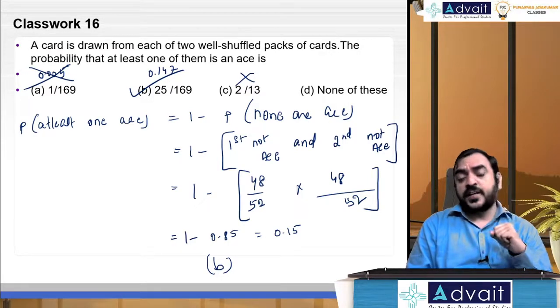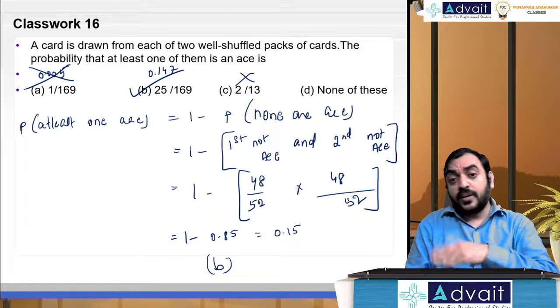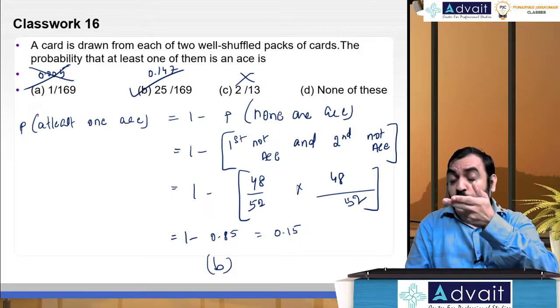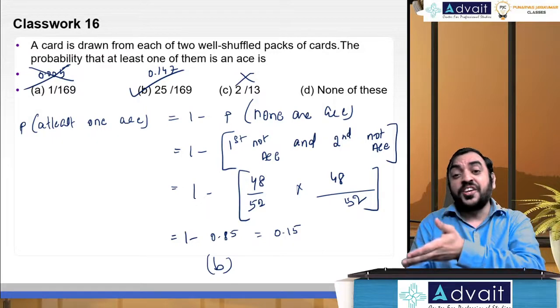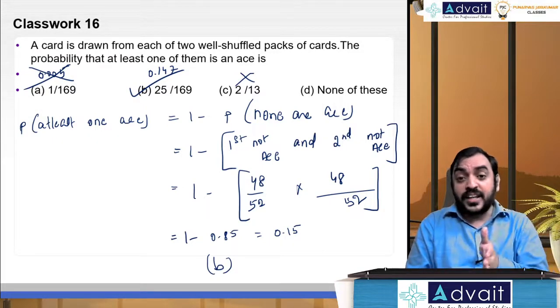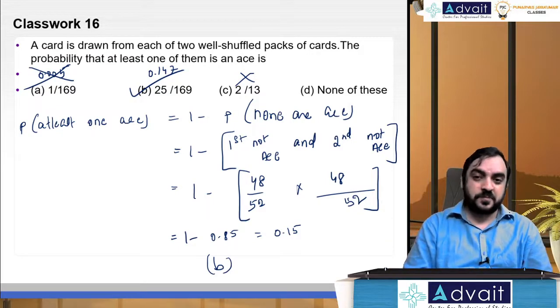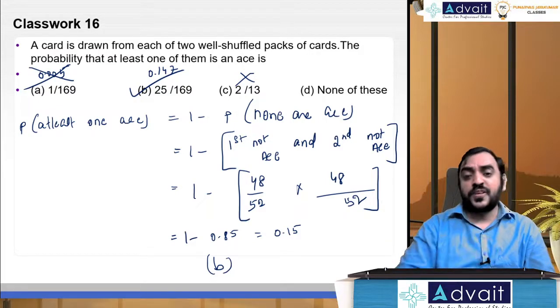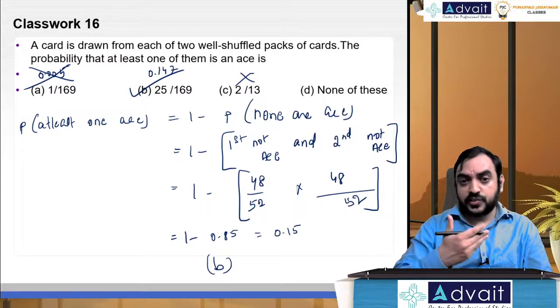So learn this technique. Probability of at least one, probability of the union A union B union C, is 1 minus none, 1 minus A complement intersection B complement. Probability of either is 1 minus probability of neither. Probability of at least one is 1 minus probability of none of them. Quite a few problems you have solved so far. I hope you are comfortable. Please practice these problems again even after the class.